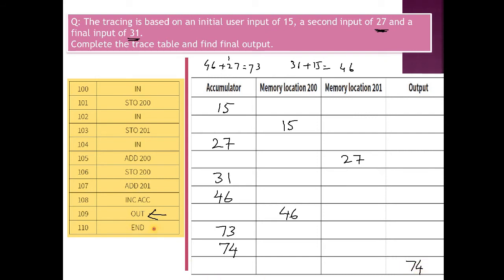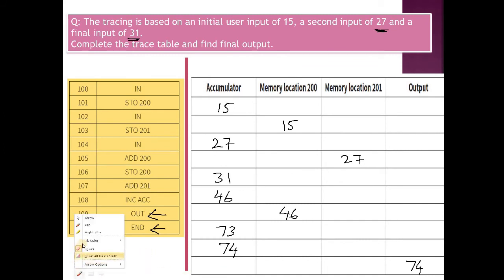So this is how the trace table will be filled. This is the rough work. It is not required to be written here. You better make some rough column for this, right? So here this is the end of the program.